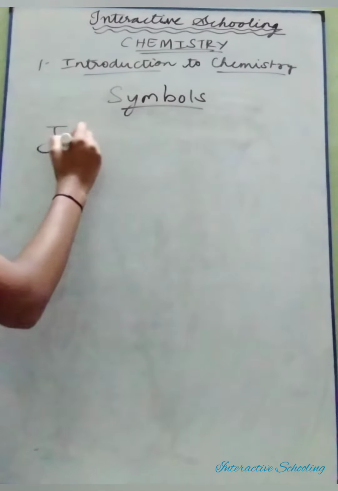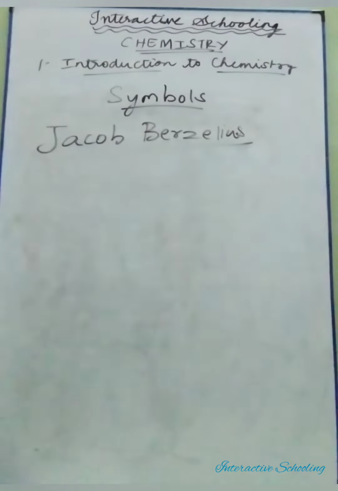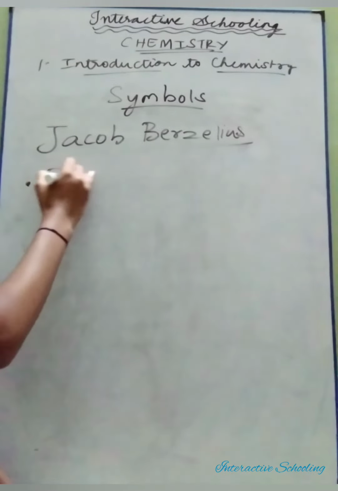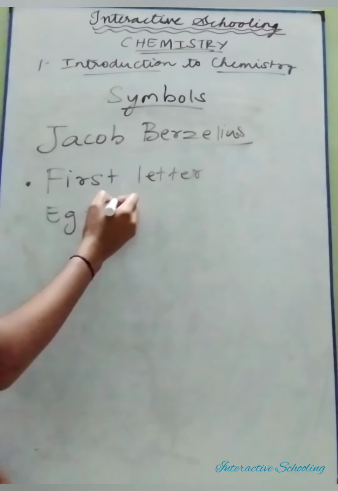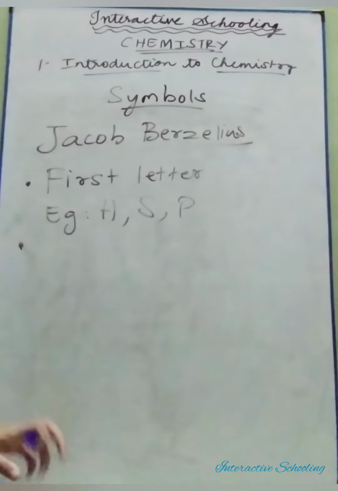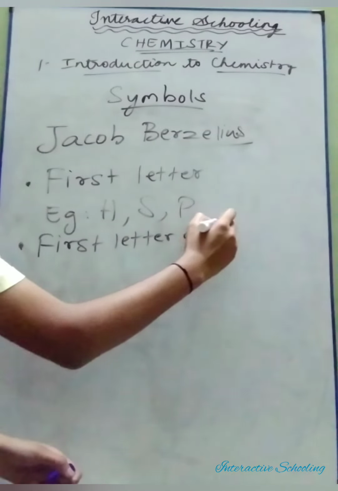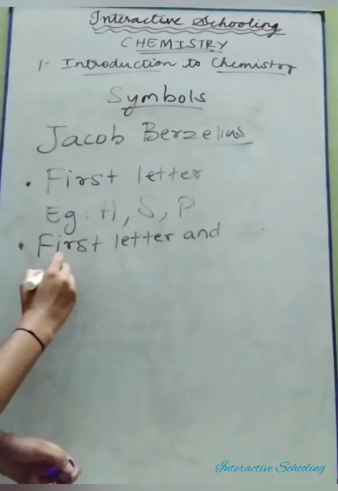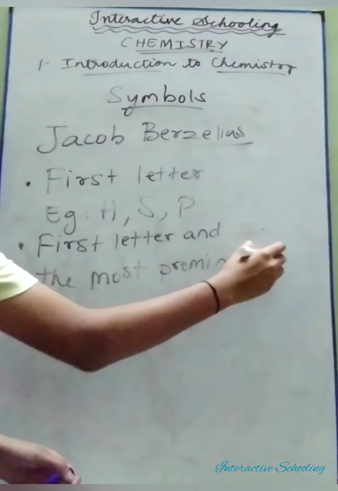So another scientist called Jacob Berzelius made some new rules, and this is the one that we are currently following. The first one is that an element is represented by the first letter. Example, hydrogen, sulfur, phosphorus. The second one is when two or more elements share the same first letter, we take the first letter and the second one was the most prominent one.